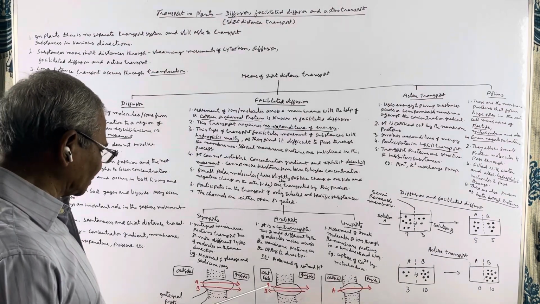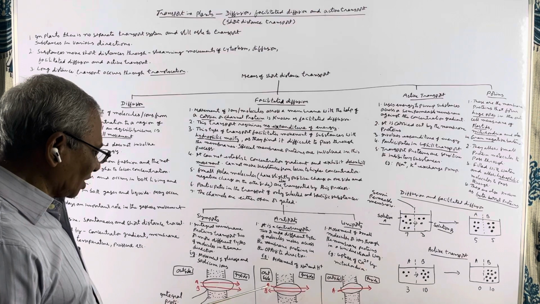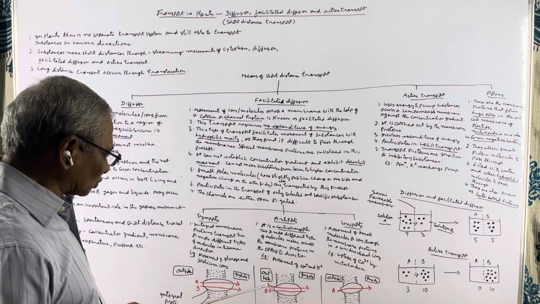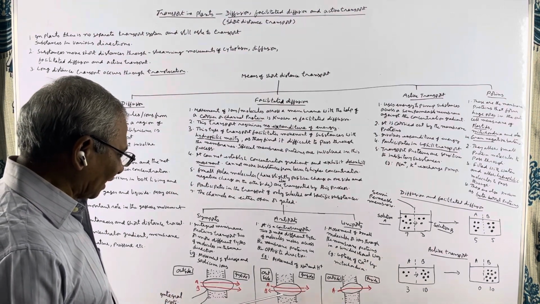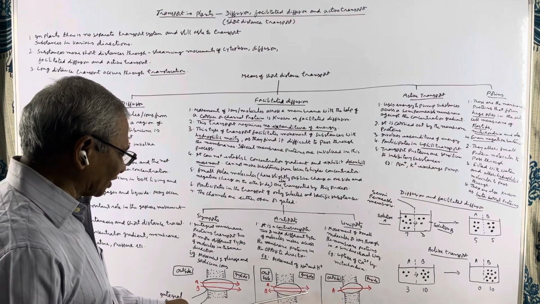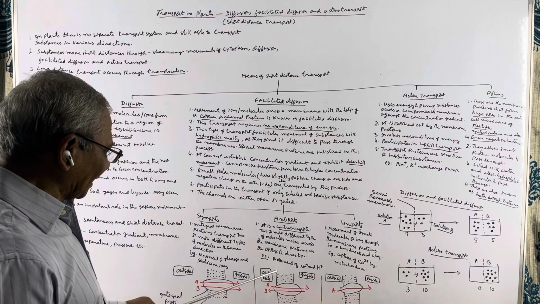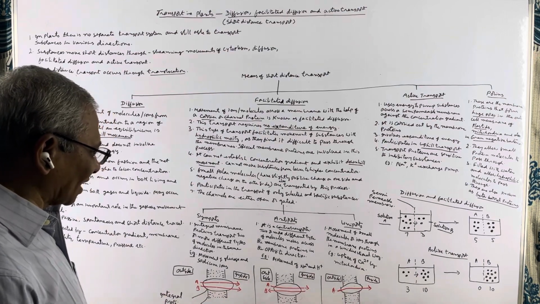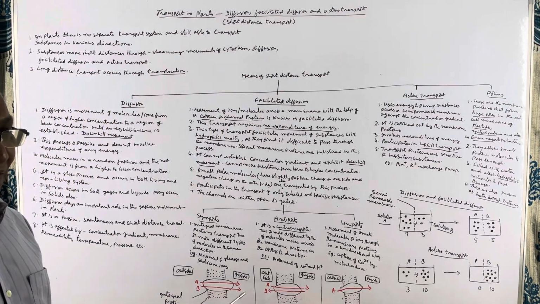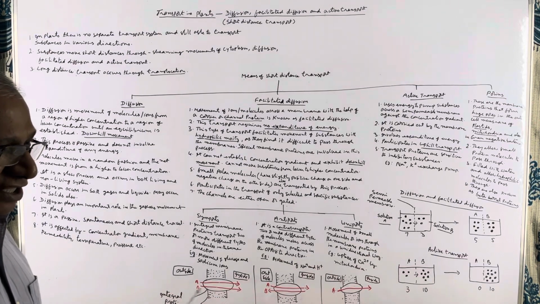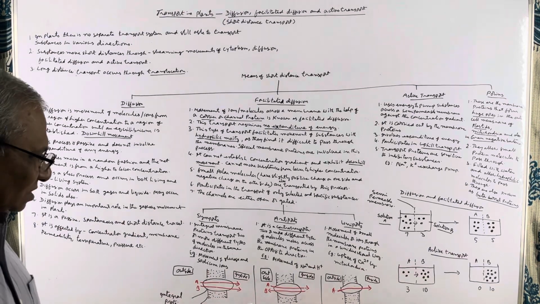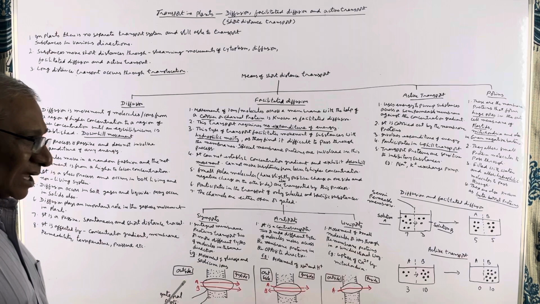Here I have drawn again the same figure, but here molecule A is moving from outside to inside the cell and molecule B is moving from inside to the outside of the cell through the carrier protein. Example for this one is movement of sodium ions and hydrogen ions. Here, if one ion enters the cell, another ion leaves the cell. It happens simultaneously.